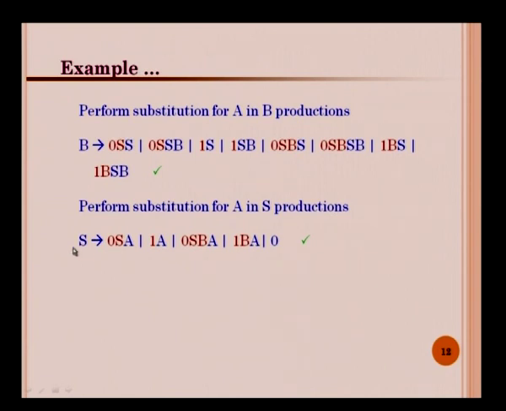So now the same story is to be repeated for the starting symbol of the grammar, that is S. Actually we are starting with the A here, but instead of A you substitute all possible rules for A. So we will be having S derives 0S followed by A, 1 followed by A, then 0SB followed by A, then 1B followed by A, and finally we are having 0. So this is the answer grammar, that is the grammar which is in Greibach normal form.